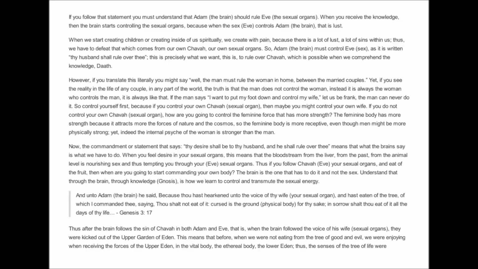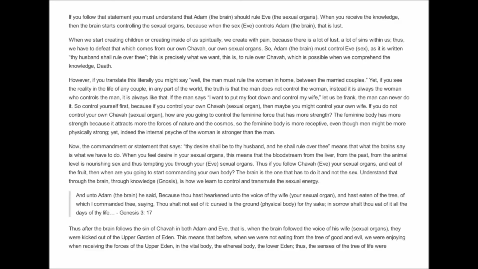And also, because if you translate this literally, you might say, oh, well, the man has to rule the woman in the home, in the couples. But if you see reality in any couple, in any part of the world, the man doesn't control the woman. It's the woman that controls the man, always. And if the man says, no, I want to put my foot down and control her, be frank, you cannot do it. Control yourself first. Because if you control your own Chava, then you control your own wife.